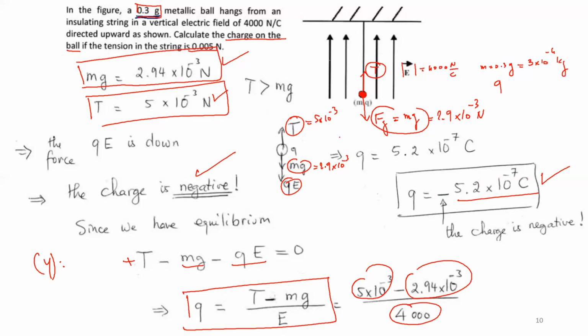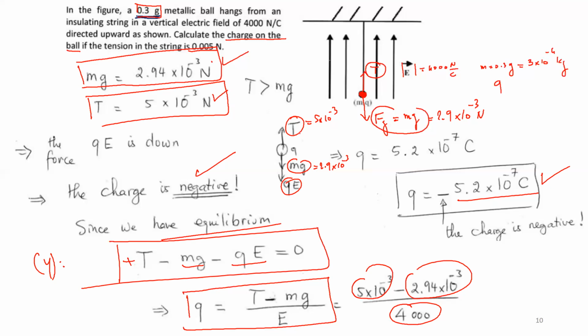Good. If, on the other hand, the gravitational force was bigger than the tension force, now what do you think? Of course, the gravitational force being bigger than the tension force means that the tension force needs the electrostatic force. So the tension force and the electrostatic force will be pointing upward. That means that QE is upward. That means Q is positive. So we will play with this. But don't forget, we always have equilibrium. So the net force is equal to 0.